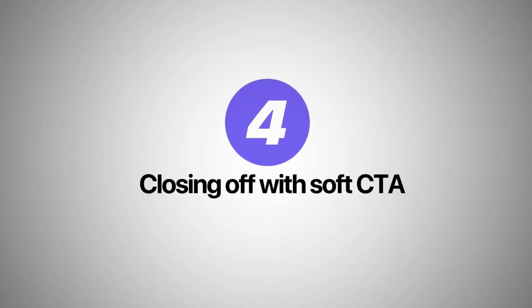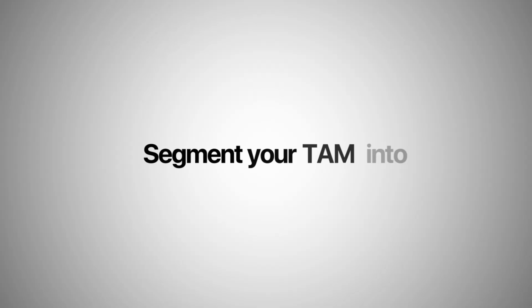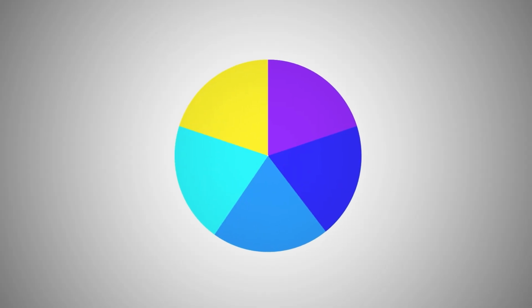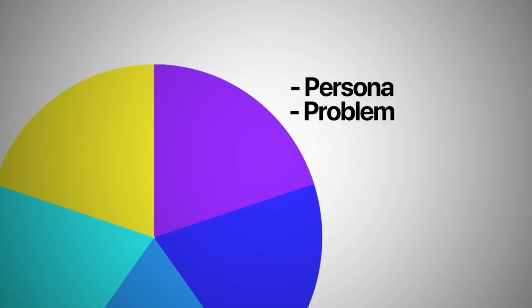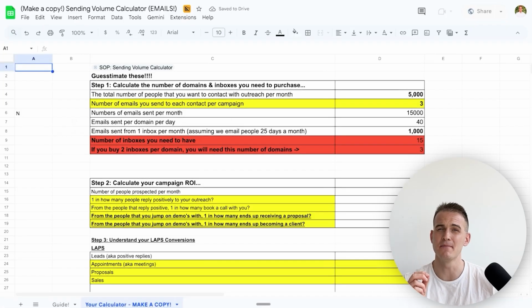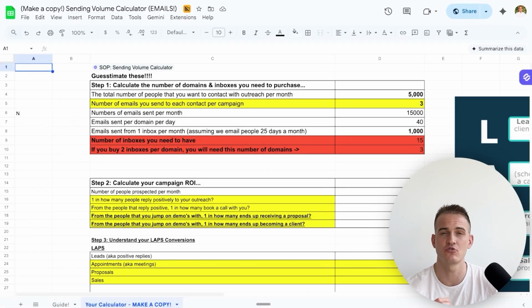As I mentioned already, my advice for you is to segment your total addressable market at the very least into 5 digestible chunks, and then for each individual chunk have a persona, have a problem, and based on that, just A/B test different types of campaigns. Make sure to enroll over 1,000 people in each individual campaign, and then based on that, just double down on what's working.